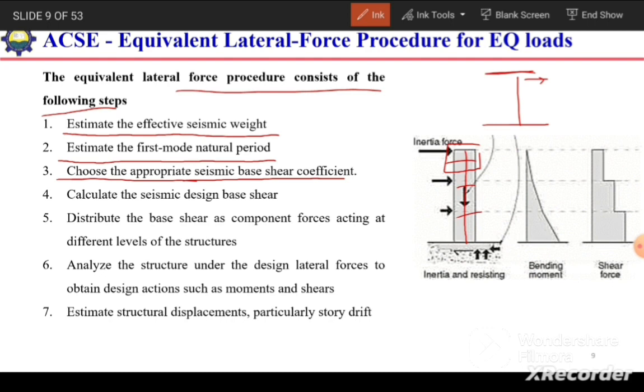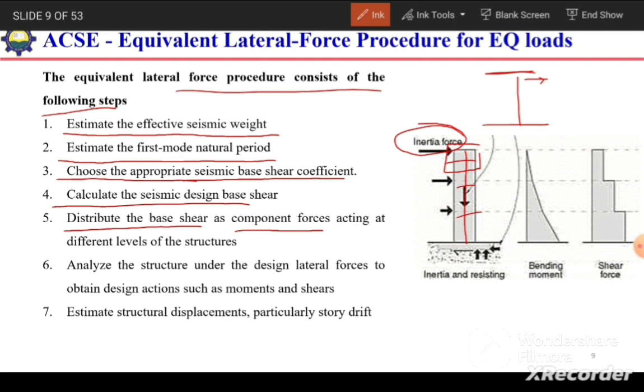Calculate the seismic design base shear. After that we need to calculate the seismic design base shear and then distribute the base shear as component forces or as inertial forces acting at different levels of the structure. Then we need to find these inertial forces from this base shear.